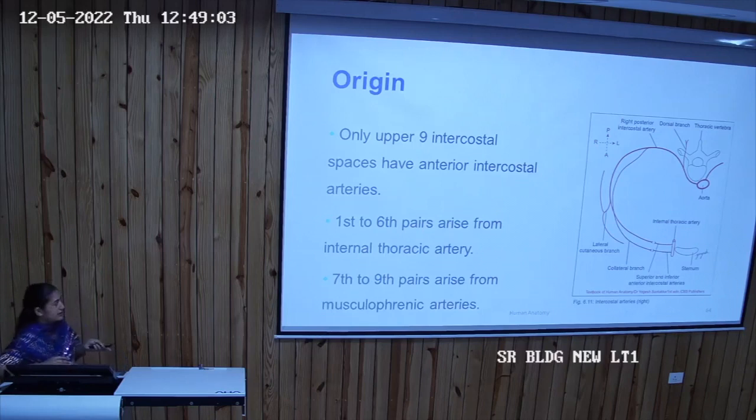You have to just learn the division: the 1st to 6th pair come from the internal thoracic artery. After that, the 7th, 8th and 9th come from the musculophrenic artery.